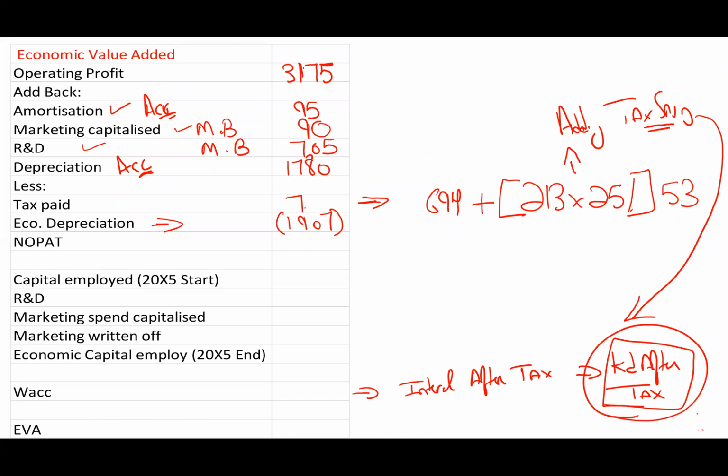So this will be 747 if I'm not wrong. 747 is what I will deduct from here. And once you do, you get a figure of 3191.